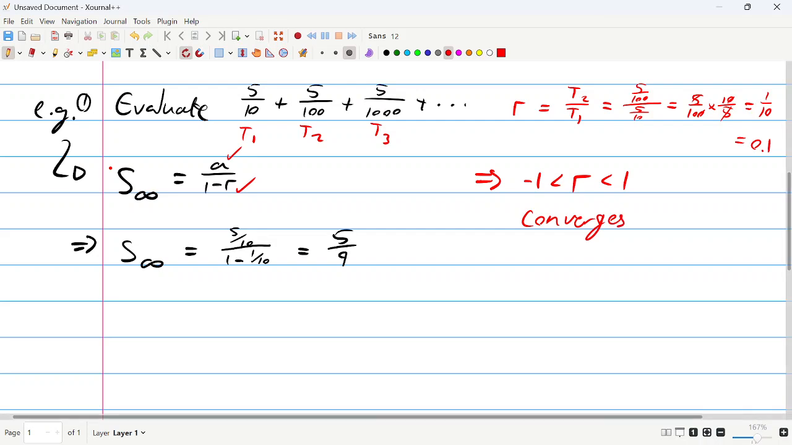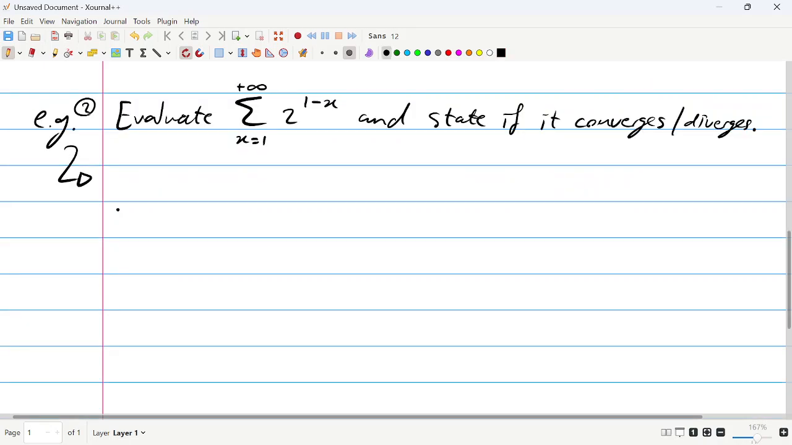If R was like 3, for example, or 2, then what that would imply is that it would diverge. It would be out of the boundary of convergence. Let's do another example, and then we'll get the hang of this.